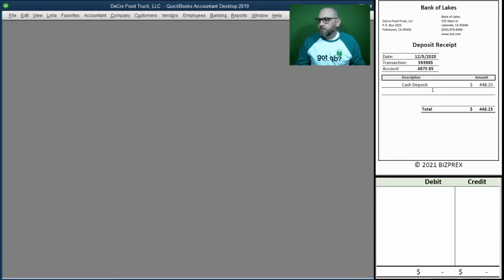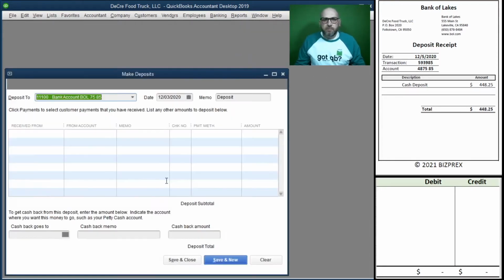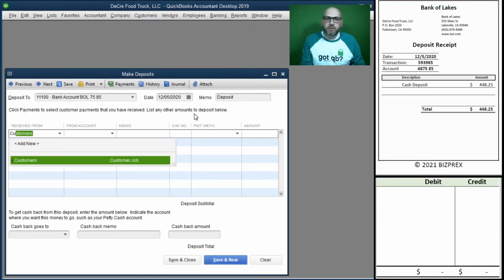All right, we have a deposit, right? We're putting some money in the bank. We have a cash deposit. So again, make deposits. Pretty straightforward, right? Account selected correctly. So we deposited this. We got this receipt from the bank, and we gave this receipt to our bookkeeper, or if we are doing it ourselves, we're booking it at the end of the day, right?